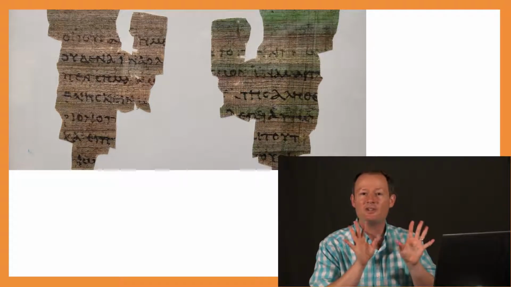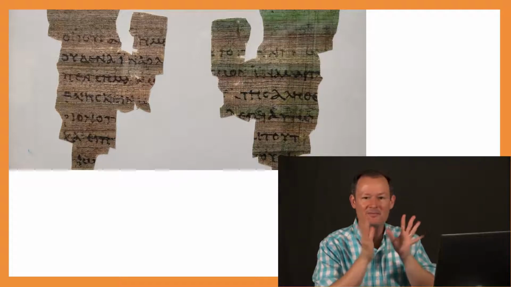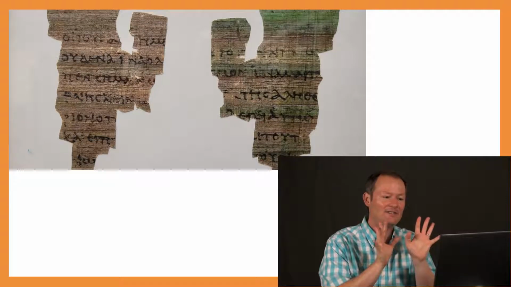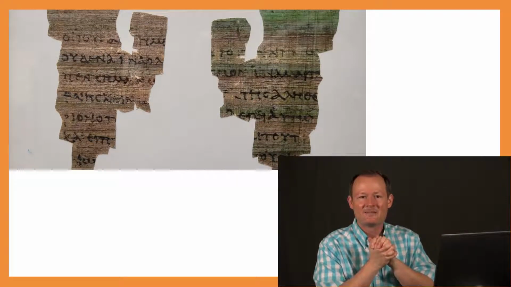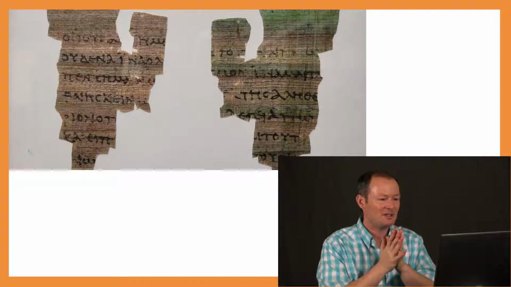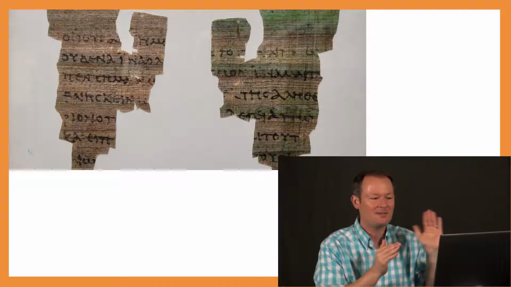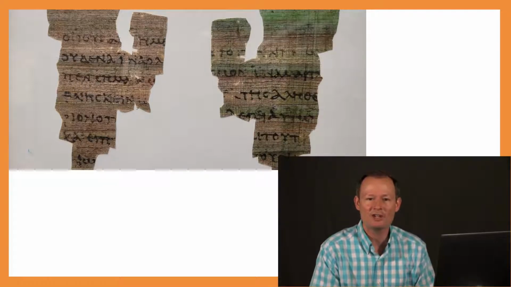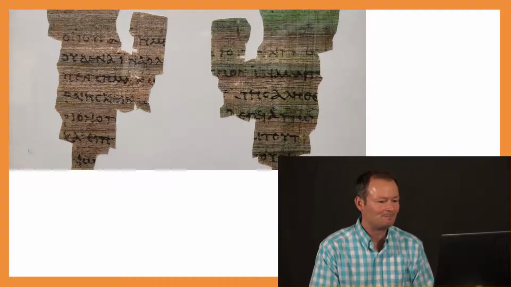There are two pieces. You can see that they're mirror images of each other. You could lay one on top of the other. That's because this is the front side on the left and the back side on the right. And this is a replica. So the original, you would have to walk around to see the back side. But here are two replicas. You can see the front and the back side by side. And they contain a portion of John chapter 19 and 20.